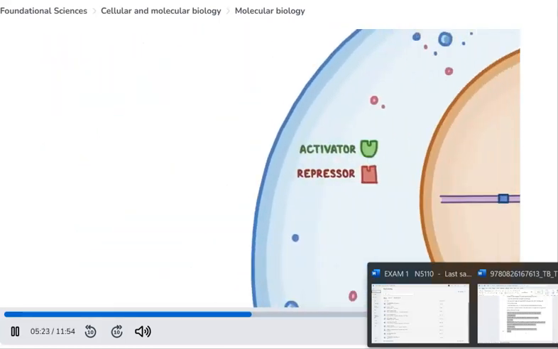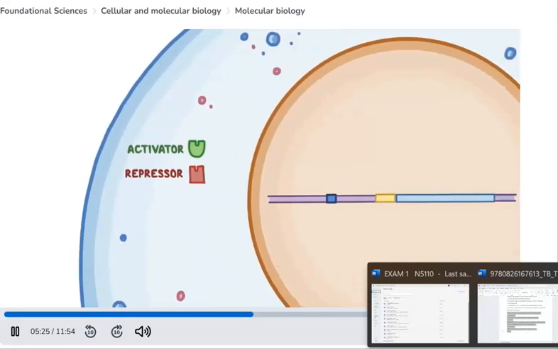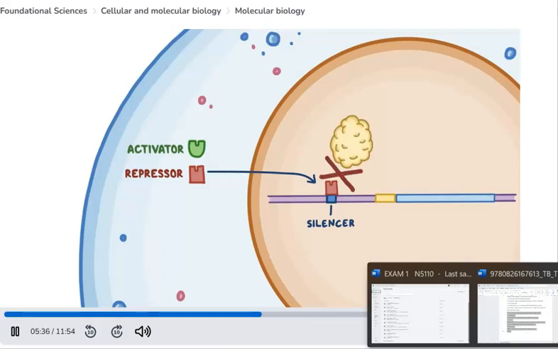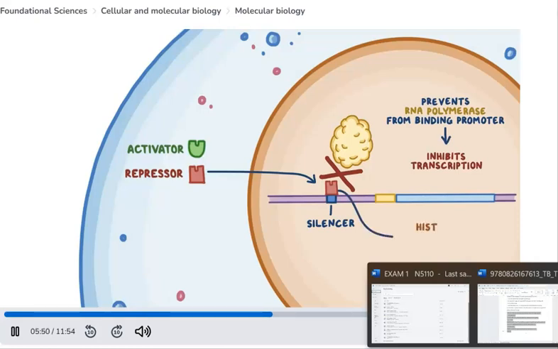On the other hand, there are repressors, which inhibit gene transcription through negative regulation. Repressors bind to a DNA sequence called the silencer, which is also on the same DNA strand as the gene. When the repressor is inactive, it's floating freely in the cytoplasm. But when the repressor protein is active, it moves into the nucleus, binds to the silencer sequence, and prevents RNA polymerase from binding the promoter, thus inhibiting transcription. Repressors can also recruit histone deacetylases, which also inhibit binding of RNA polymerase and transcription.